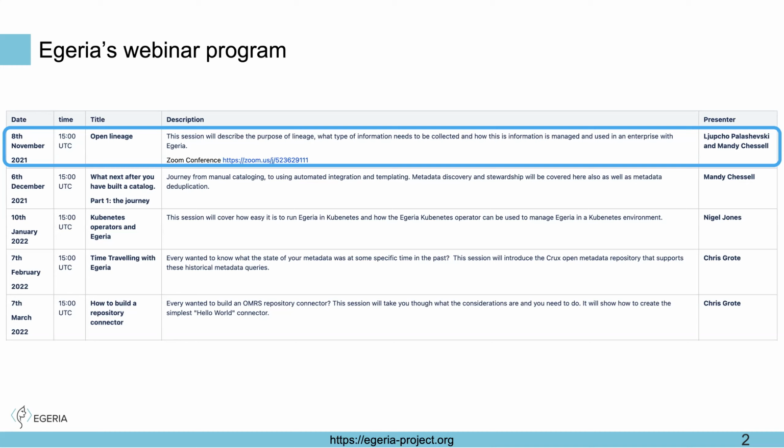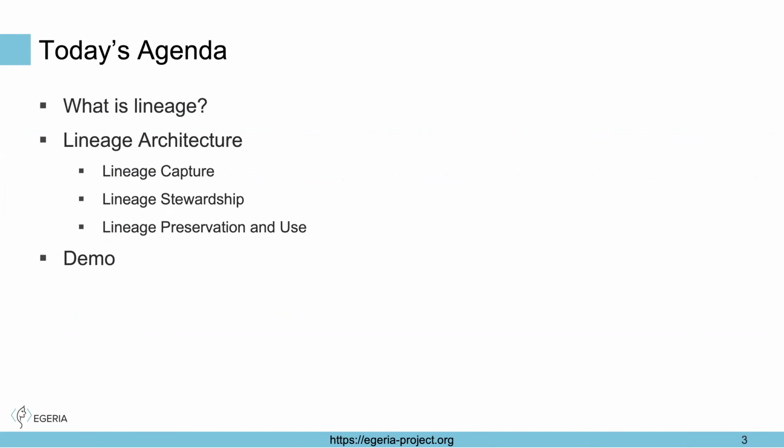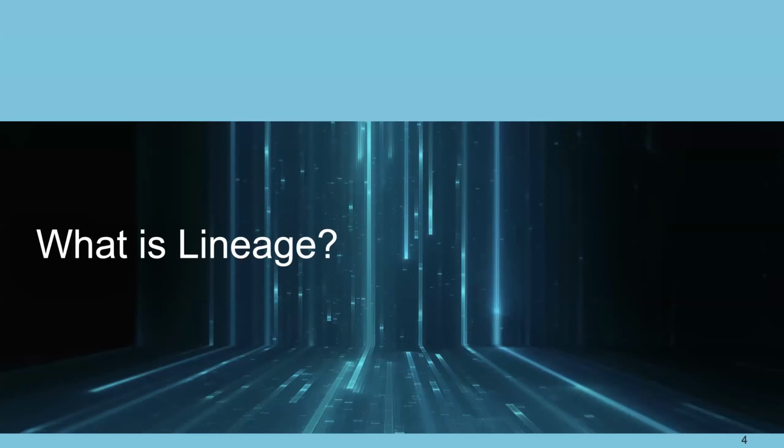Thank you, David. Okay, so we are going to give a very brief introduction to Lineage, so you get a feel for the problem we're trying to solve. Then we're going to go through how you work with Lineage. So how do you capture it? How do you maintain it? So that's the stewardship piece. And then how do you preserve it and make it visible, usable by business users? And then we will complete with a demo so you can start to see some of the Egeria technology in action. So let's start with the question, what is Lineage?